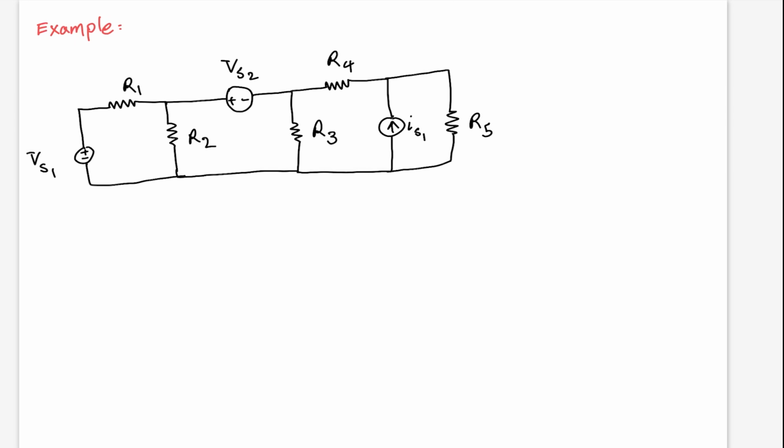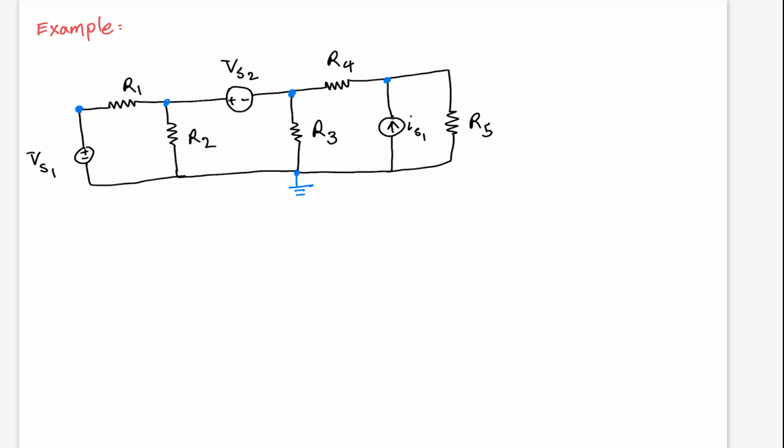This is another example. So let's look at it and approach it with the node voltage analysis method. Let's see what our nodes are. These are our nodes. And let's choose the reference node. Let's choose this one as the reference node because it would be much easier to deal with this example.